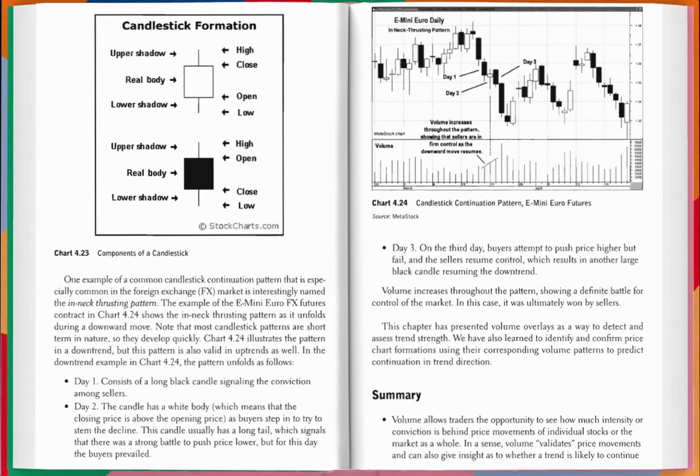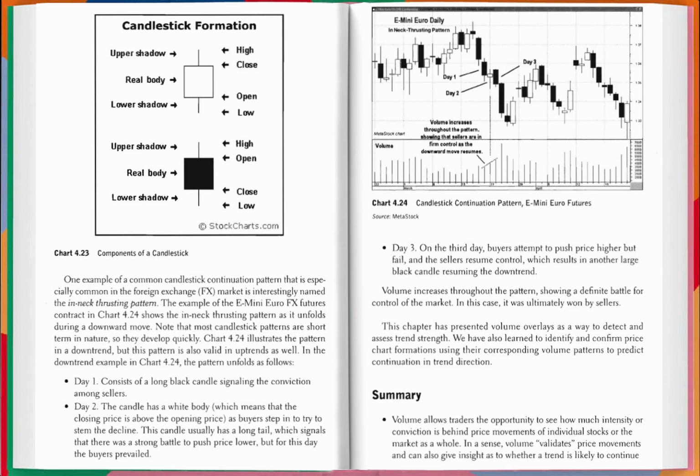One example of a common candlestick continuation pattern that is especially common in the foreign exchange (FX) market is interestingly named the in-neck thrusting pattern. The example of the E-mini Euro FX futures contract in chart 4.24 shows the in-neck thrusting pattern as it unfolds during a downward move. Note that most candlestick patterns are short-term in nature, so they develop quickly. Chart 4.24 illustrates the pattern in a downtrend, but this pattern is also valid in uptrends as well.